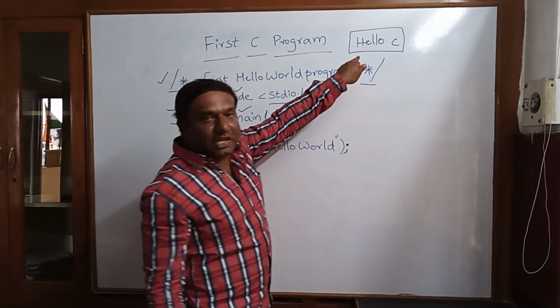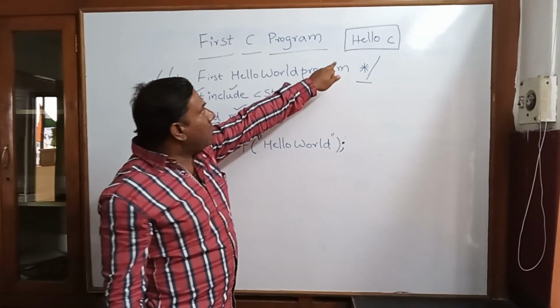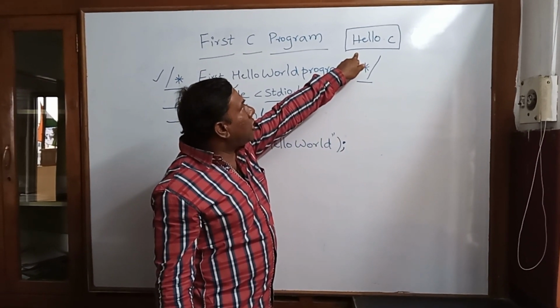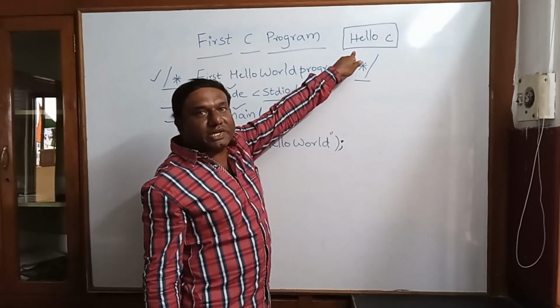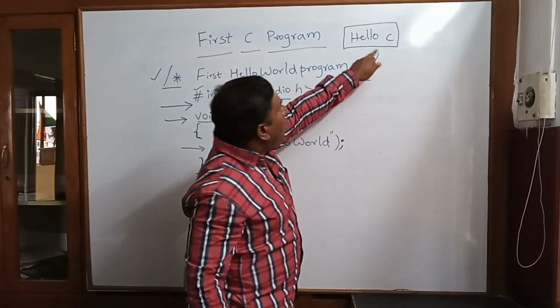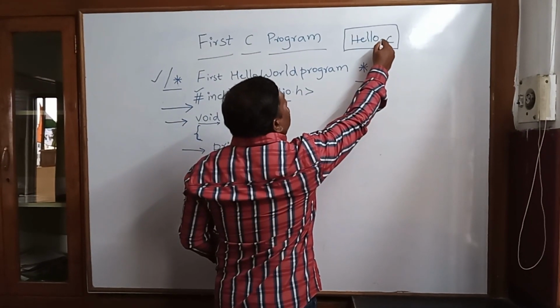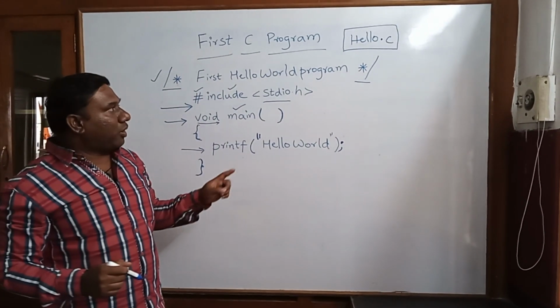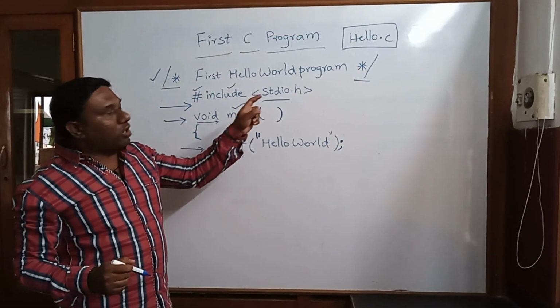So for each and every C program, the name should not be any keyword. We can write any word, and it should not start with any digits or a special character. And .c is the extension. Whenever your C compiler sees .c, it understands that this is your C program. So compulsorily it should be .c.